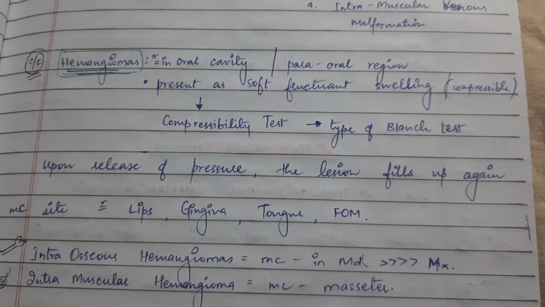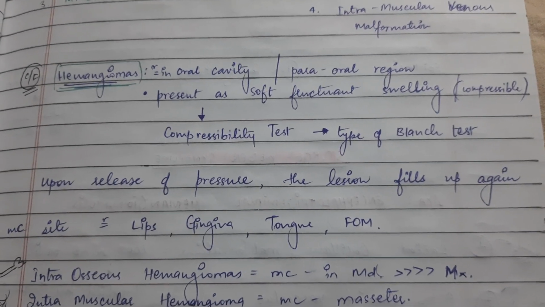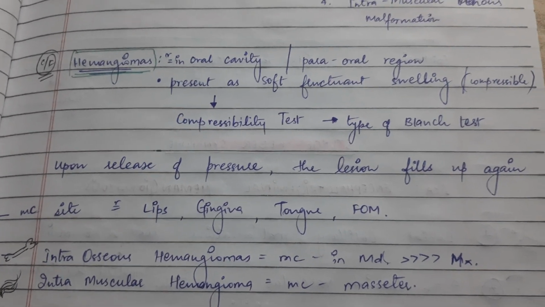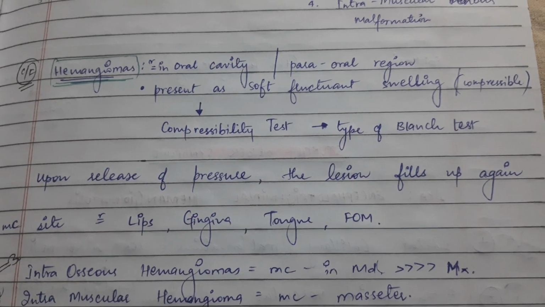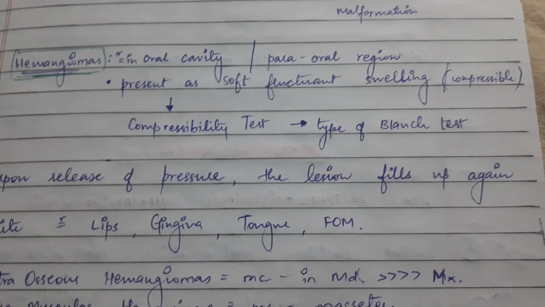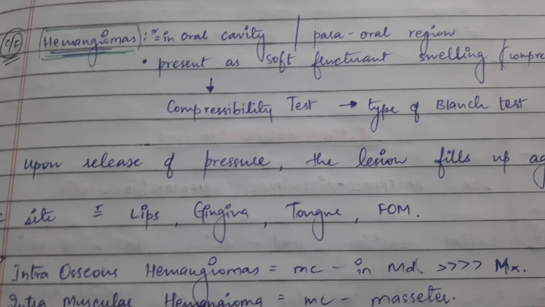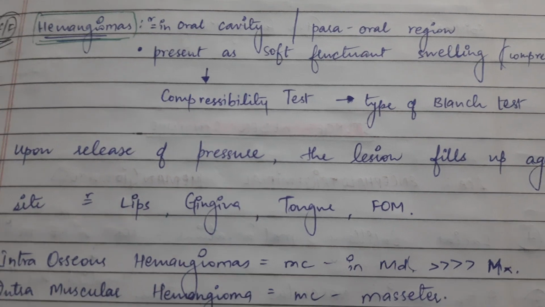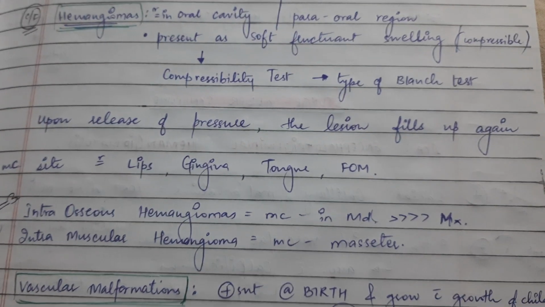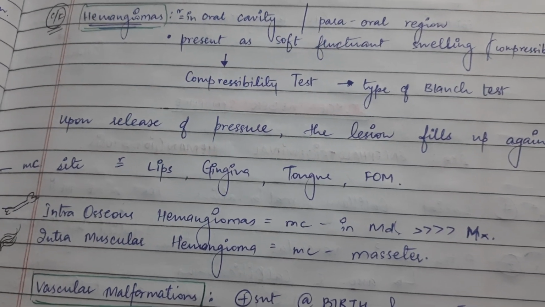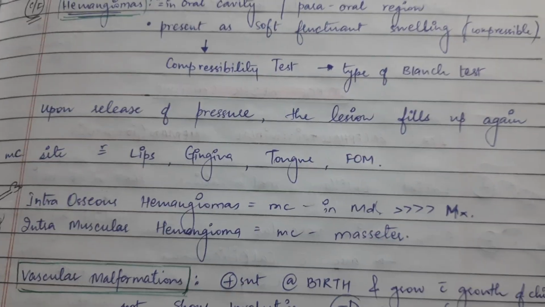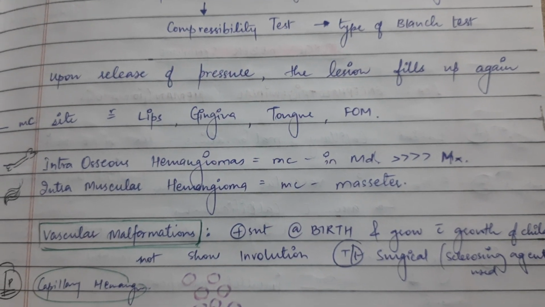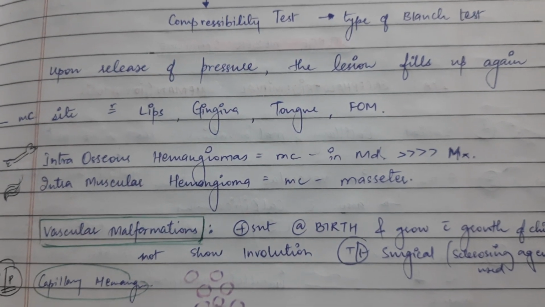Hemangioma seen in oral cavity, paraoral lesion, present as soft fluctuant swelling, compressible. It will be the compressibility test or Blanch test. Upon release of pressure, the lesion fills up again. Blanch test, you know all.